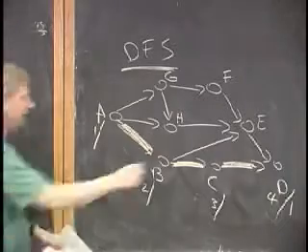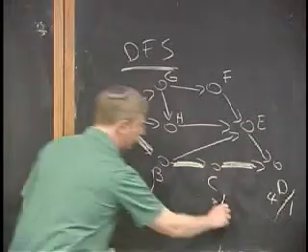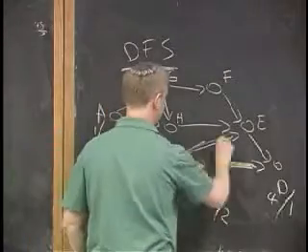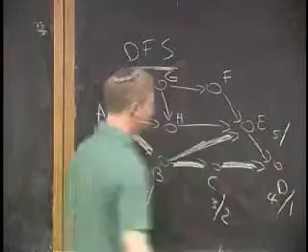All right, now we go back to C, and C is finished. And now we go back to B, and B is not yet finished. So we go forward again, and E gets 5.